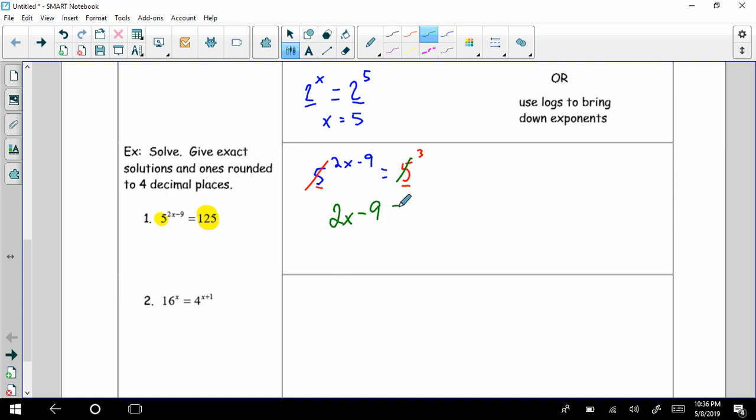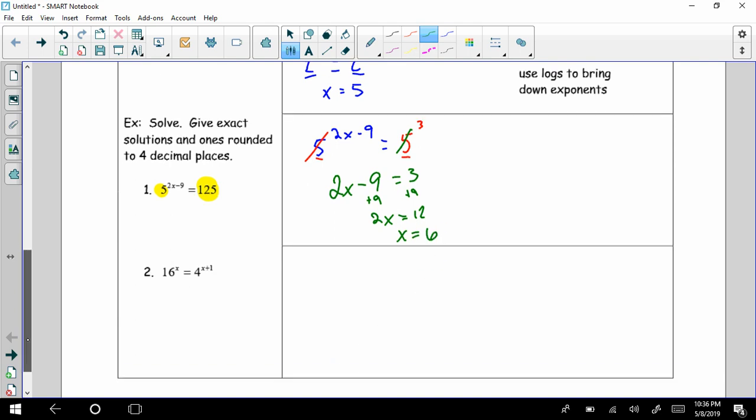So 2x minus 9 is equal to 3. And we just follow our steps of algebra to solve that. So x equals 6. Right? You can always double check by plugging back in. So 5 to the 2 times 6 is 12 minus 9 is 3, 5 to the 3rd is 125, so that works just fine.